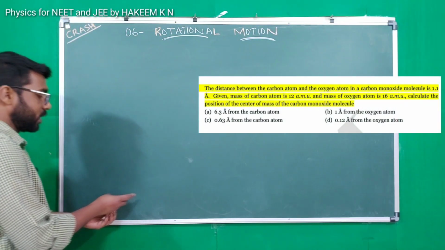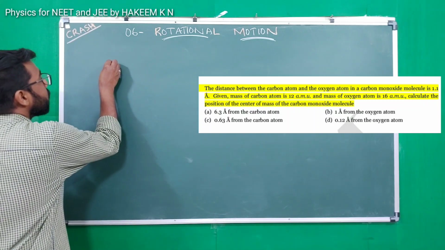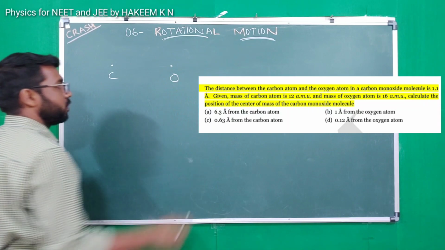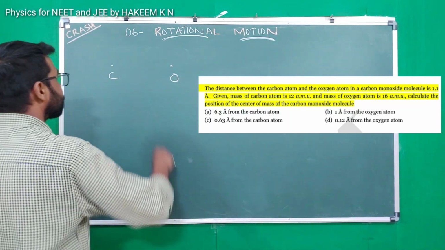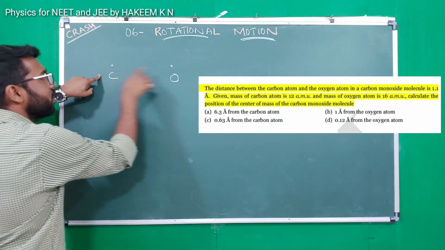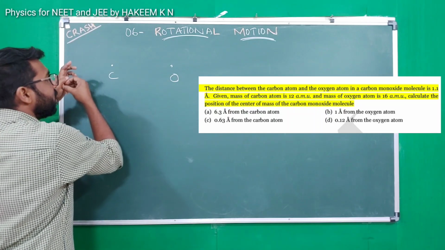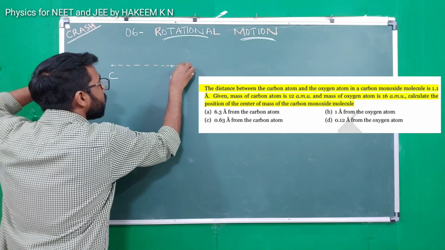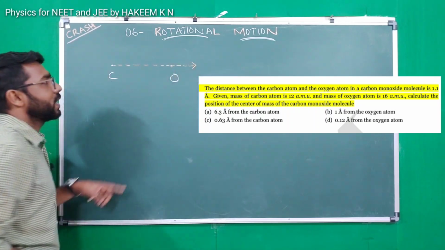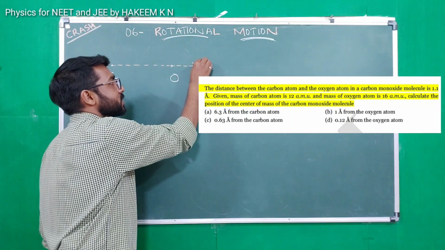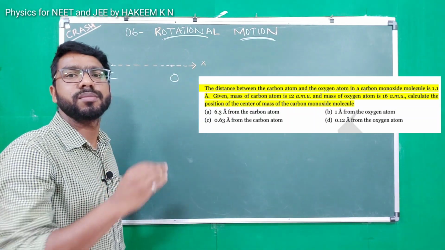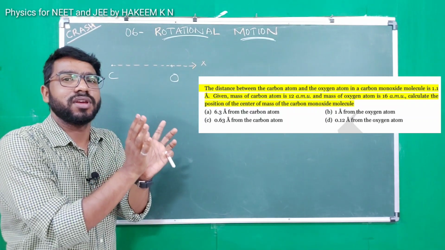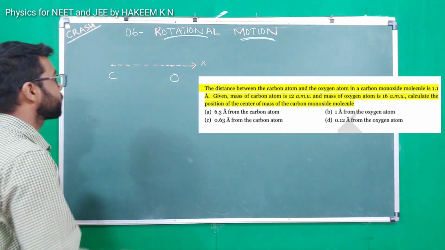In a carbon monoxide molecule, carbon and oxygen, two atoms are there. So here we need to take only one axis. I am taking the x axis. For a two particle system, only a single axis is needed to find its center of mass. We can take the x position of center of mass.